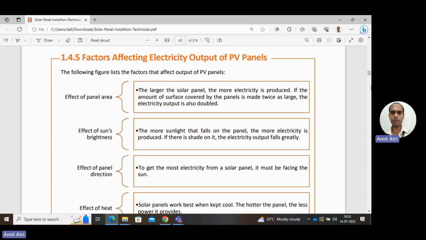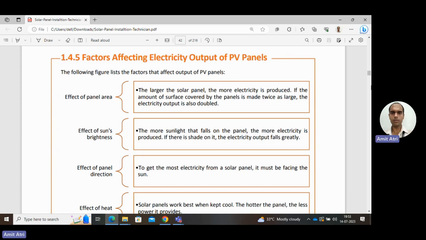Factors affecting the electricity output of PV panels. The first factor is the effect of panel area. It is directly linked with the electricity produced. The larger the area of the panel, the larger the amount of electricity produced. If the area is doubled, the electricity produced will also be doubled.